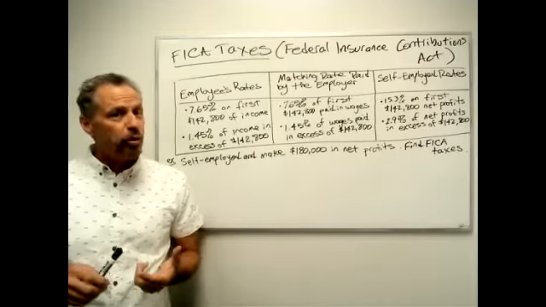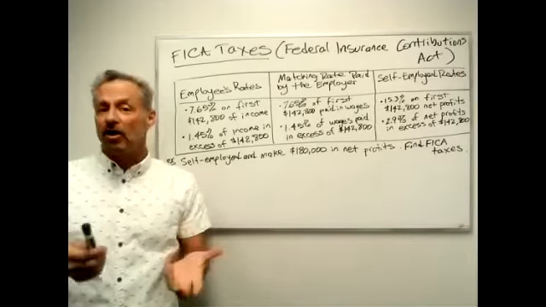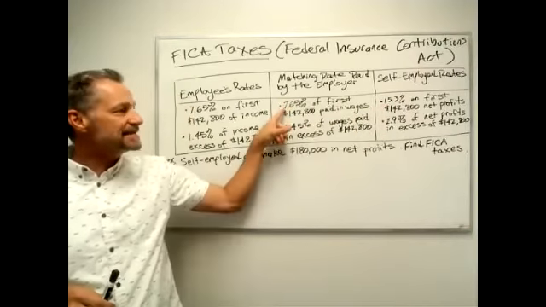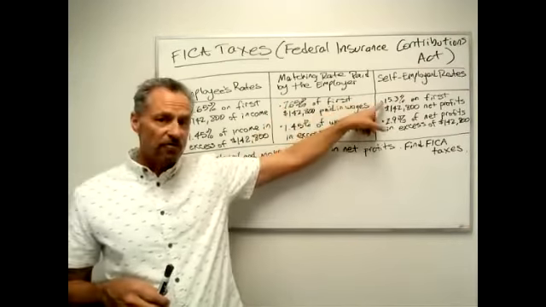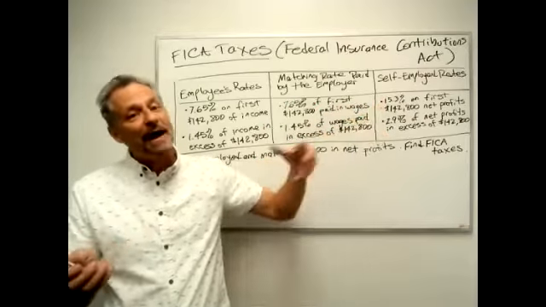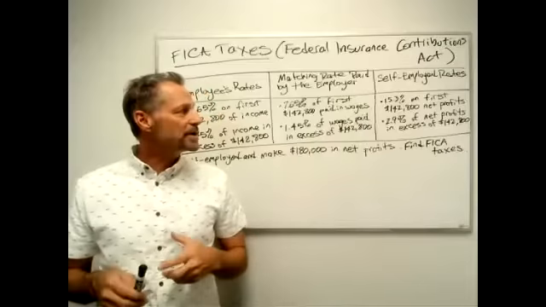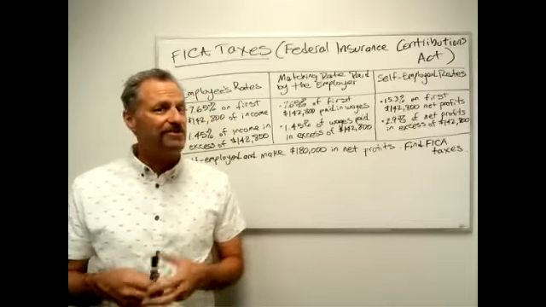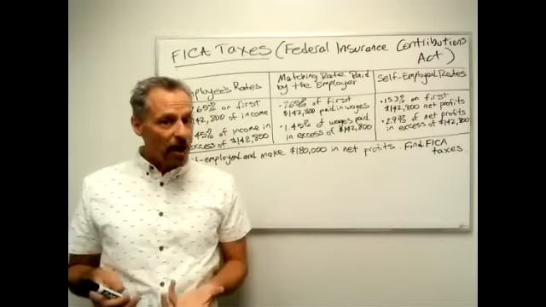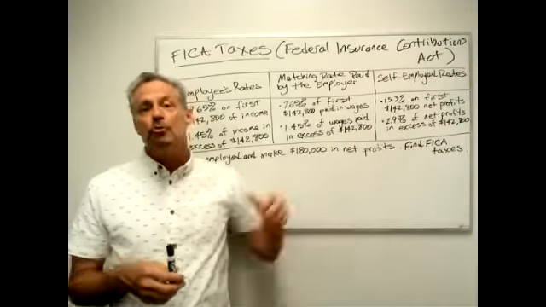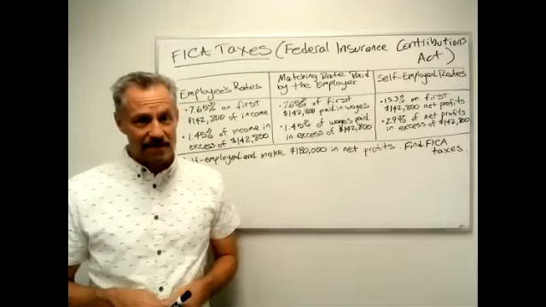Now, if we're self-employed, we have to pay all of it ourselves. So you can see we double these numbers. And if we're self-employed, there's no employer to pay half of it for us. We have to pay 100%. So we pay 15.3% on the first $142,800 of net profits we make. And then anything in excess of that, we pay 2.9% of the amount in excess.